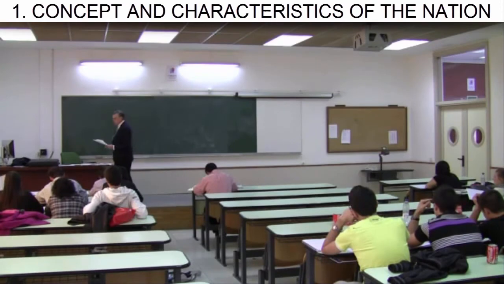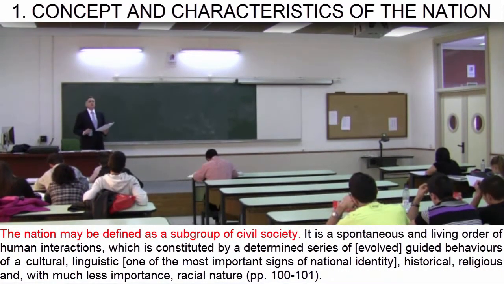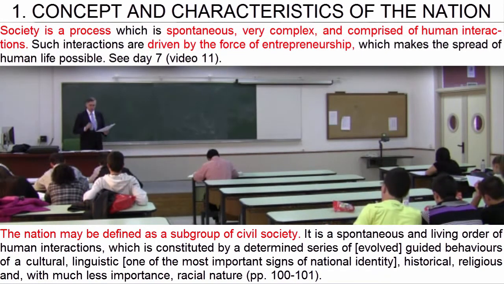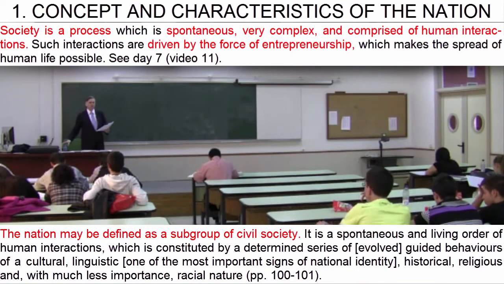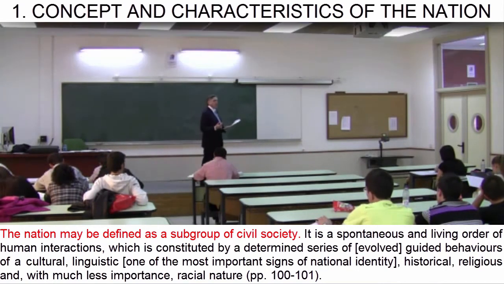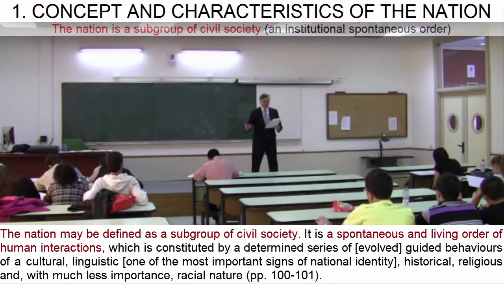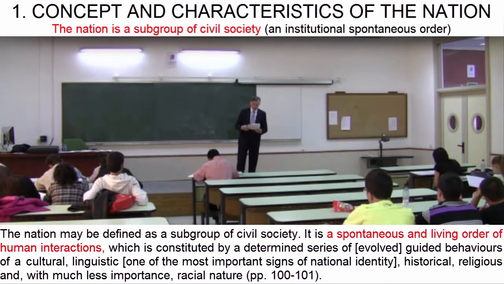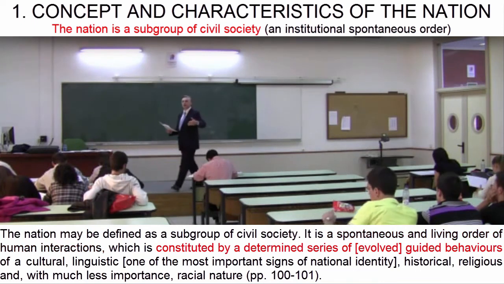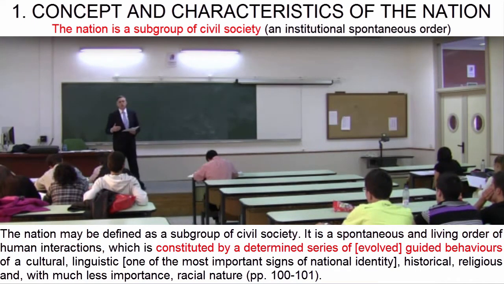The starting point for our analysis will be to explain how we should understand the term nation, according to economic theory. Well, a nation should be understood as a subset of civil society. Remember that we understand society as an extremely complex process, comprised of human interactions and driven by the force of entrepreneurship. When we talk about a nation being a subset of that process, we are conceiving of a nation as a spontaneous order, a living order of human interactions, which is comprised of a number of patterned behaviors that are learned, developed, and perfected in an evolutionary manner.